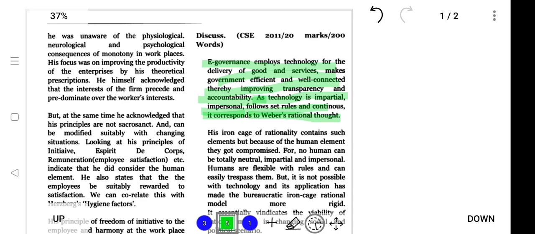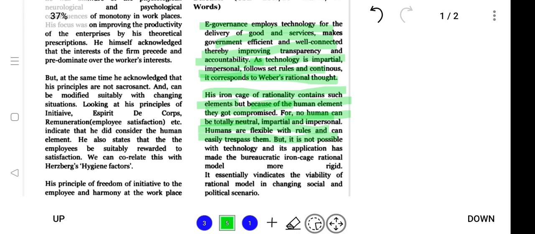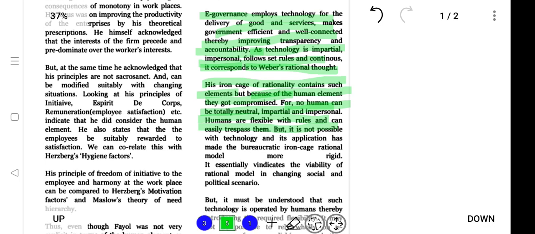The main point is that his iron cage of rationality contains such elements, but because of the human element they got compromised. For no human can be totally neutral, impartial, and impersonal. Humans are flexible with rules and can easily transgress them, but it is not possible with technology, and its application has made the bureaucratic iron cage rational model more rigid. It essentially indicates the viability of the rational model in changing the social and political scenario.